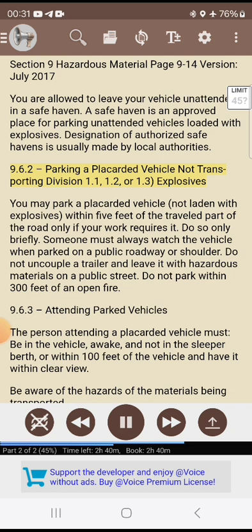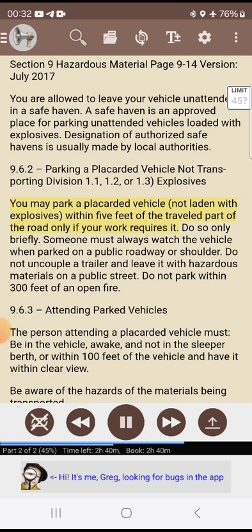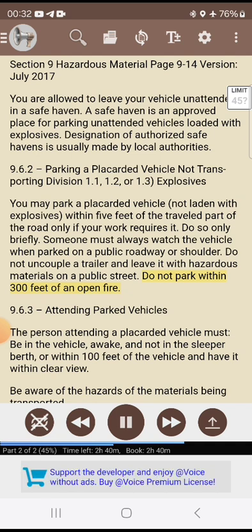9.6.2 Parking a placarded vehicle not transporting Division 1.1, 1.2, or 1.3 explosives. You may park a placarded vehicle, not laden with explosives, within 5 feet of the traveled part of the road only if your work requires it. Do so only briefly. Someone must always watch the vehicle when parked on a public roadway or shoulder. Do not uncouple a trailer and leave it with hazardous materials on a public street. Do not park within 300 feet of an open fire.